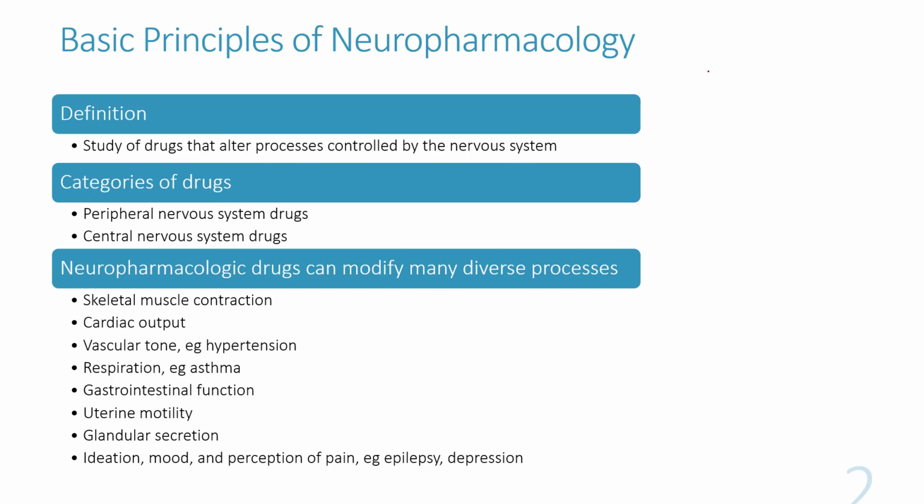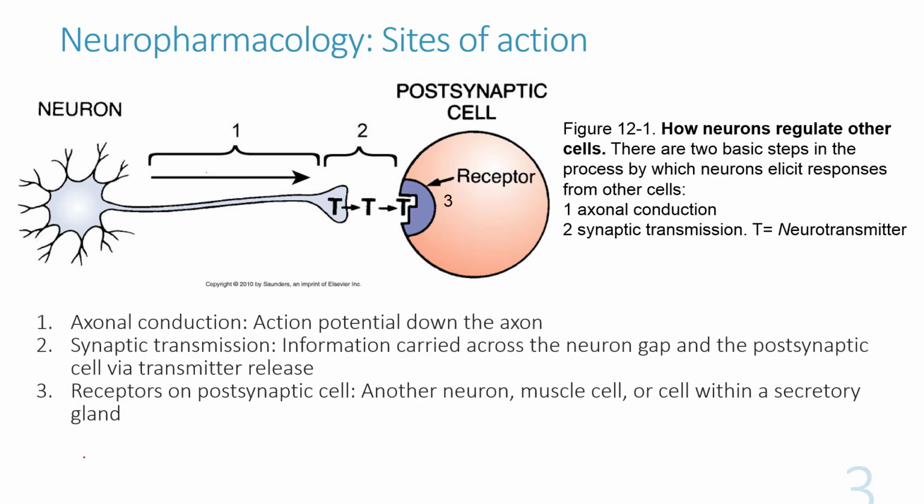All right, so just some basic principles of neuropharmacology. So basically, neuro means nerves, pharmacology means drugs. So basically, neuropharmacology is the study of drugs that change what happens within the nervous system. So as I said, two categories. And over here, you've got all the various and varied functions that drugs can actually affect within the neuropharmacological arena.